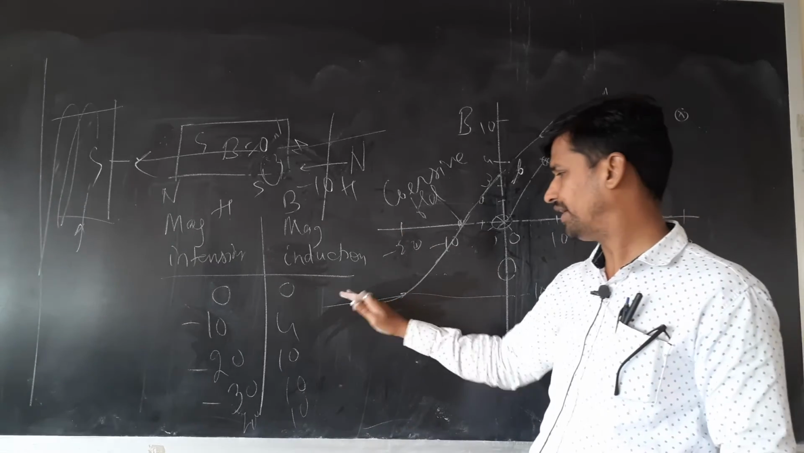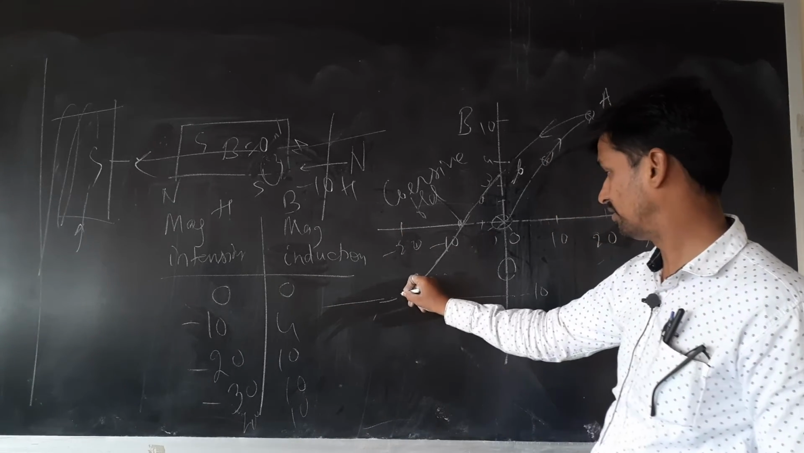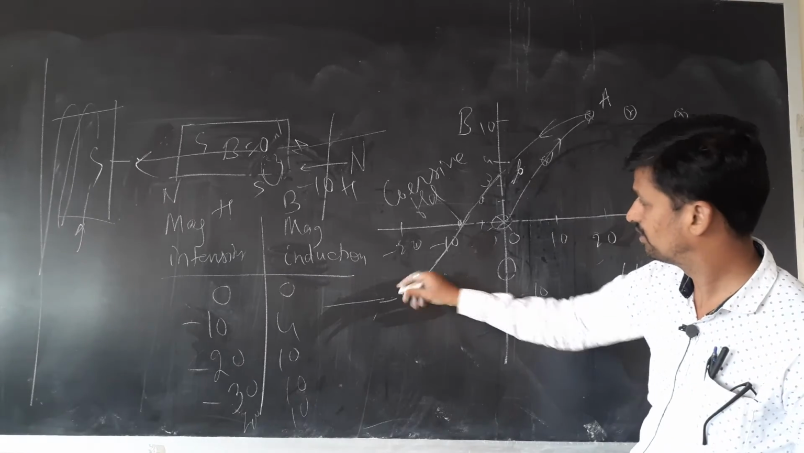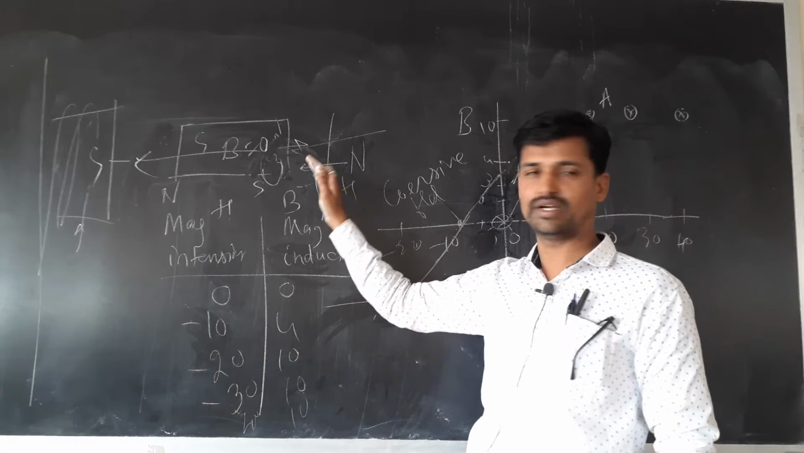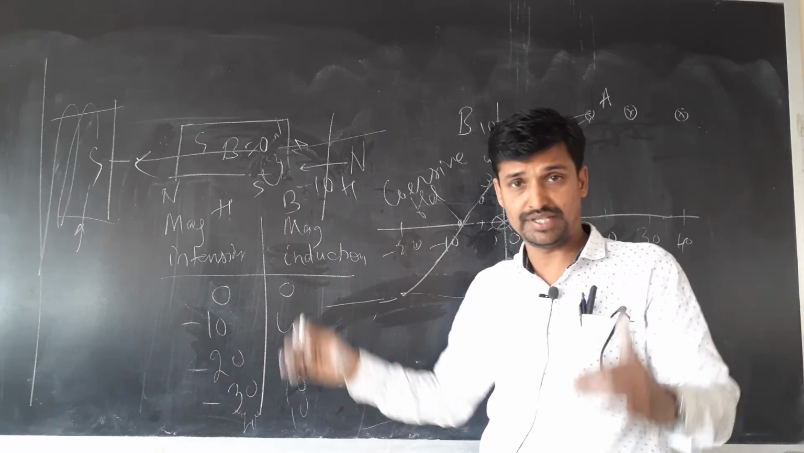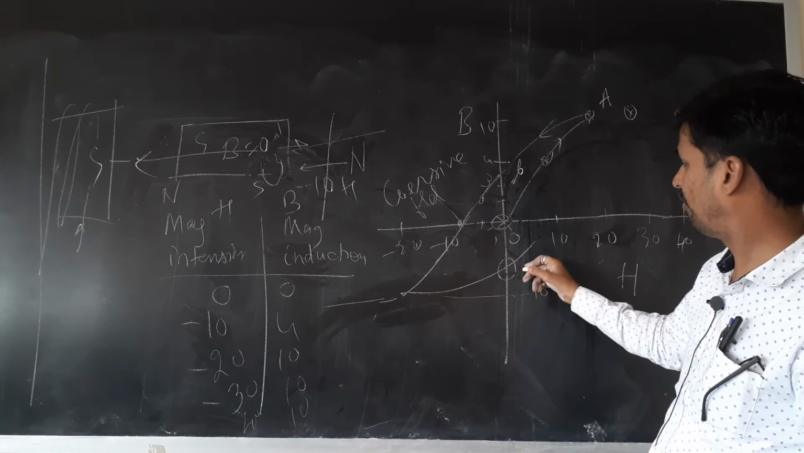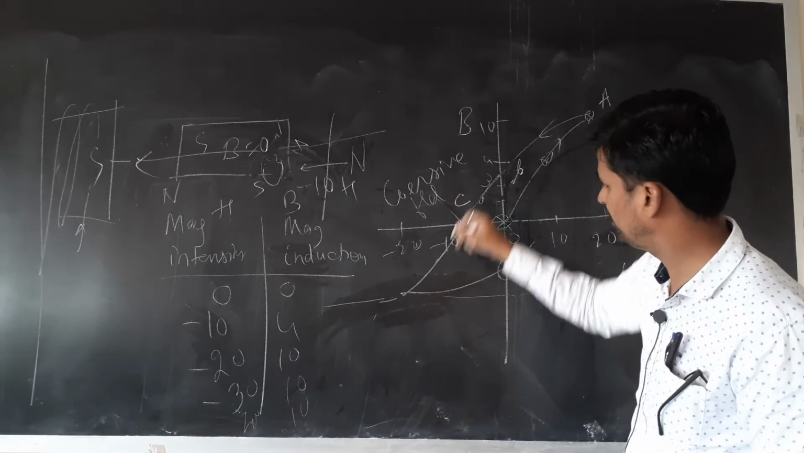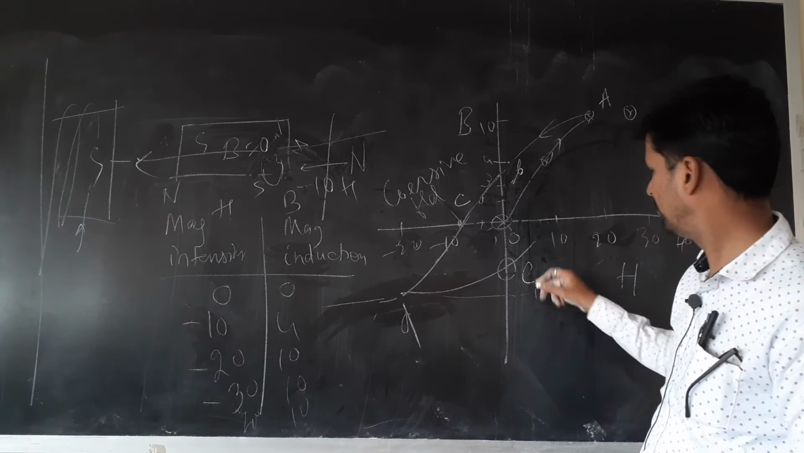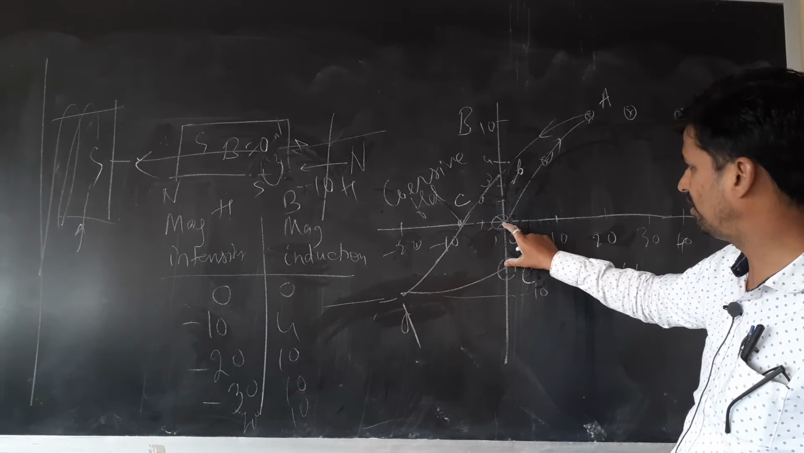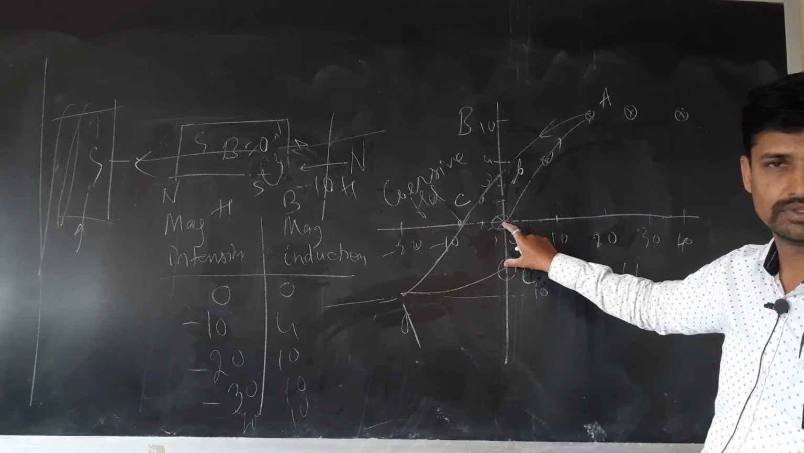Then you need not go ahead, you should come back in the reverse direction. But when you come back, if you start decreasing 40, 30, 20, it will now start following some different path. Now again B, C, D, E. Here OE is also again called retentivity.